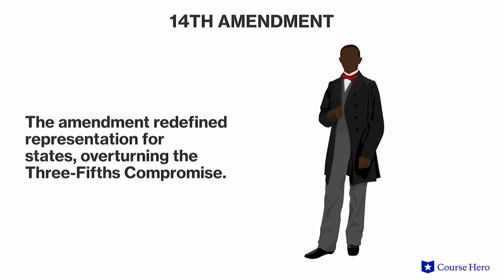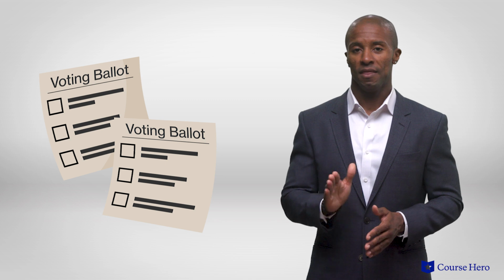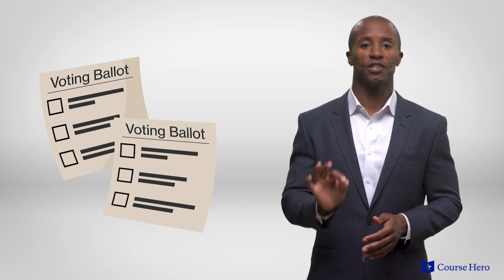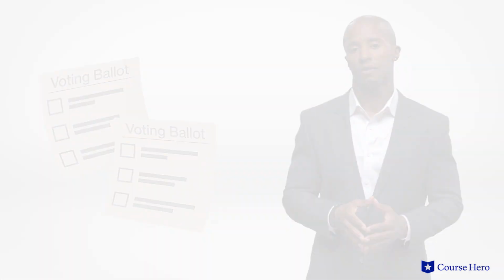Third, it redefined representation for states, overturning the 3/5 compromise of the Constitution. The number of representatives a state would get would be based on all the people in the state, excluding untaxed Indians. However, if states denied any male in the state 21 years or older from voting, that state would risk losing representation in the House of Representatives.